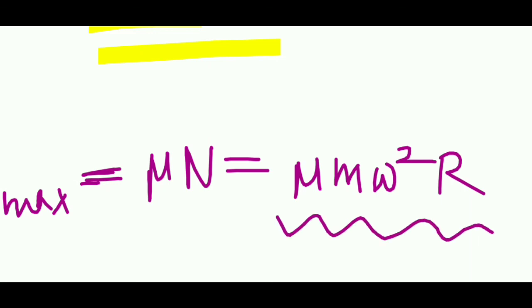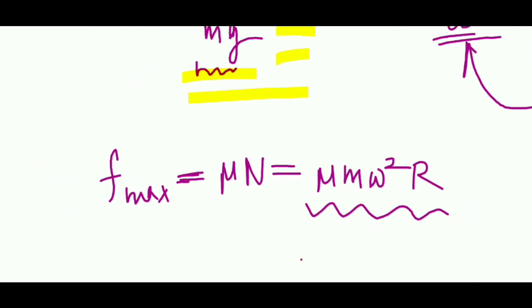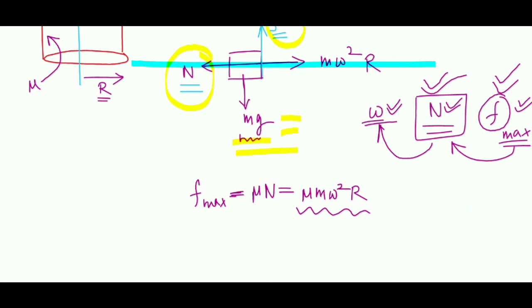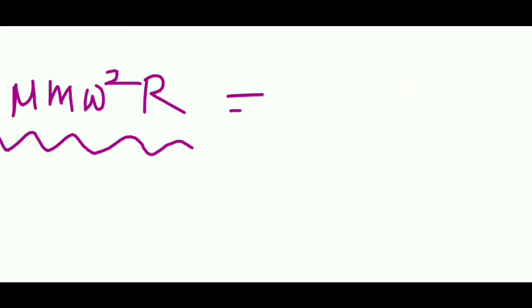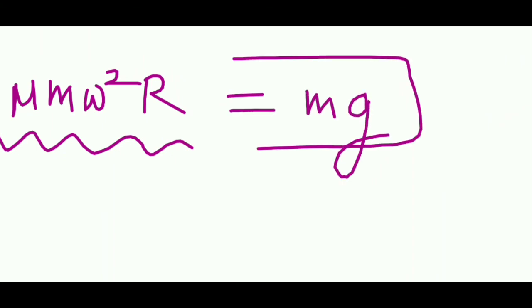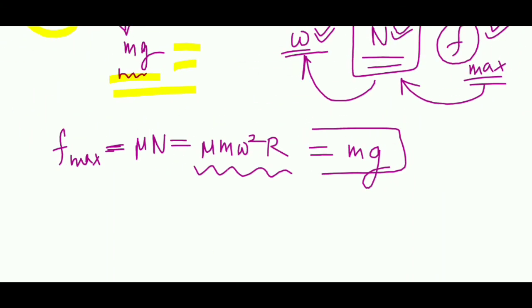So this is the maximum friction value which can be applied over here. After this, the block will start falling. Now if this value is able to balance mg, then my work is done.